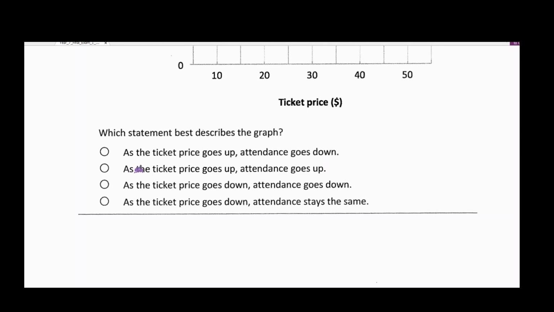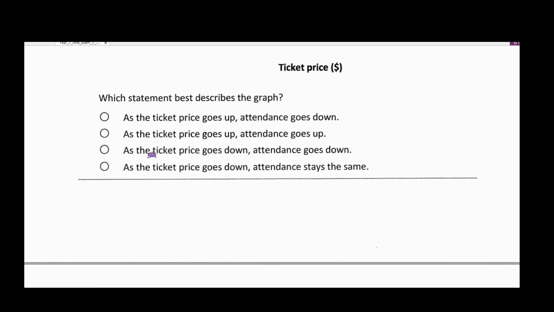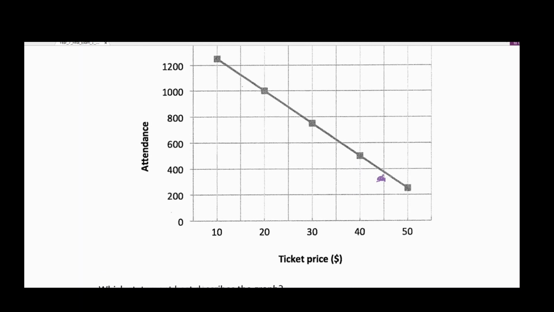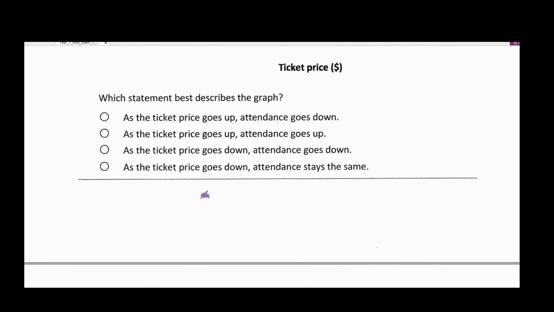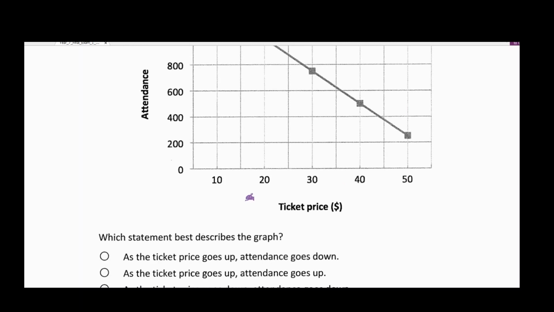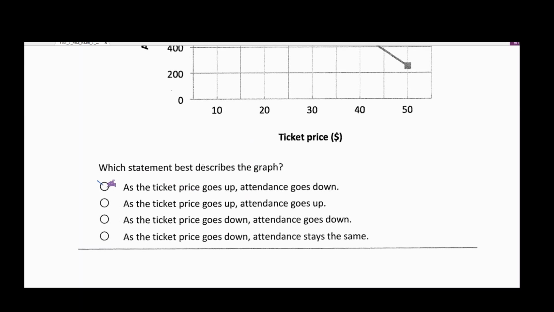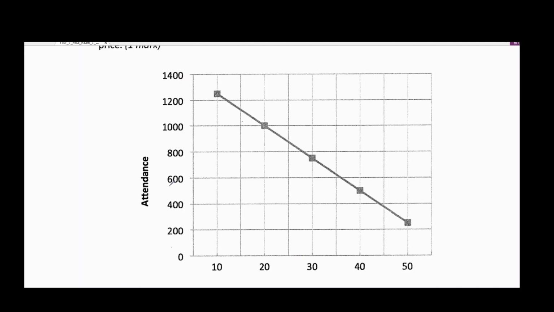That seems true. As ticket price goes up, attendance goes up. So ticket price goes up. No, attendance doesn't go up, it goes down. As ticket price goes down, attendance goes down. Nope, as ticket price goes down, attendance goes up. As ticket price goes down, attendance stays the same. Nope, it's a moving line, so the first one's correct. As ticket price goes up, attendance goes up. Attendance goes down. My mistake. As ticket price goes up, attendance goes down.